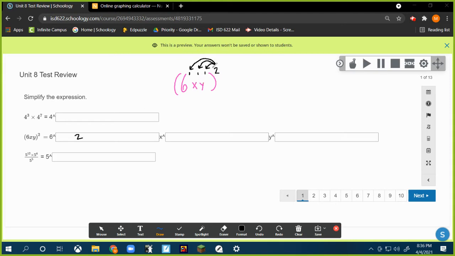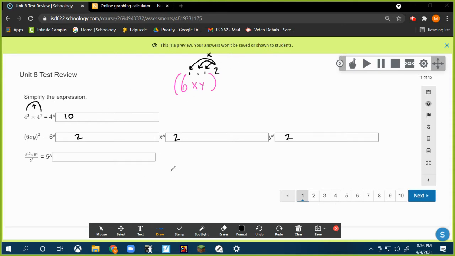Again, x to the first times 2. 2 times 1 is 2. Y to the first times 2. 2 times 1 is 2. Again, we're multiplying those. That is multiplication. Again, product rule says we add, so we got 10. 7 plus 3. This one we multiplied.